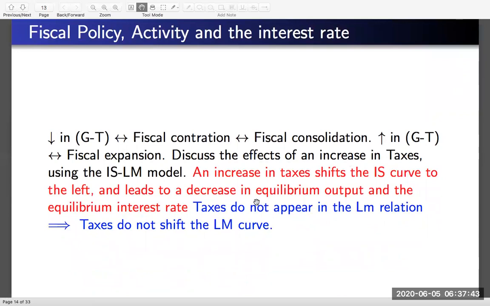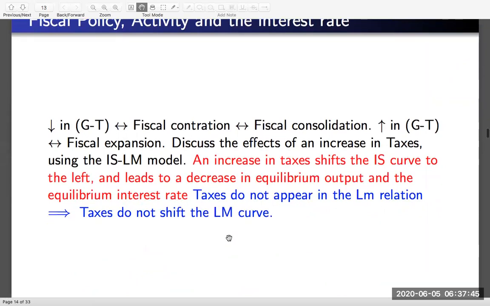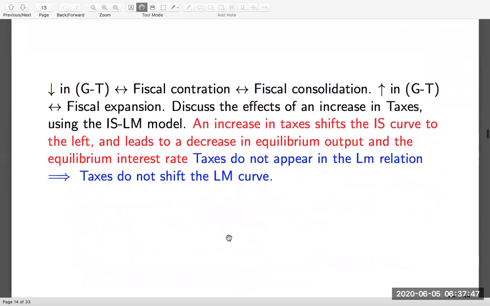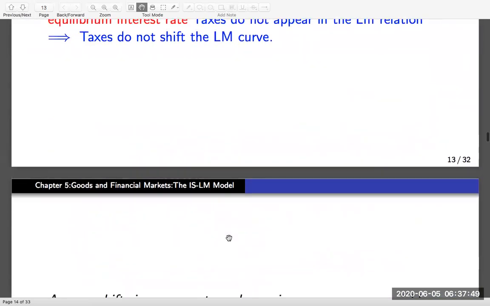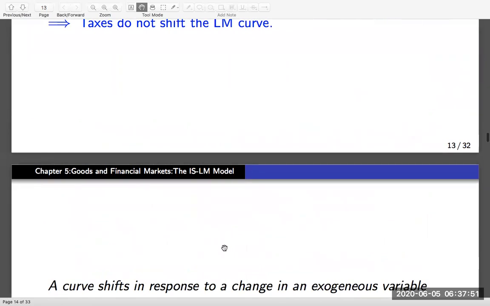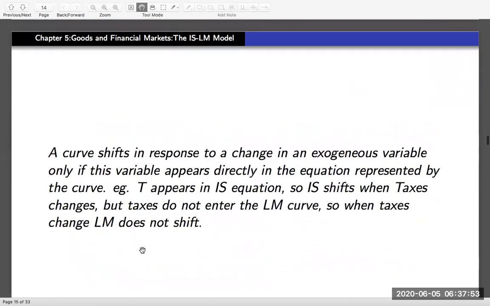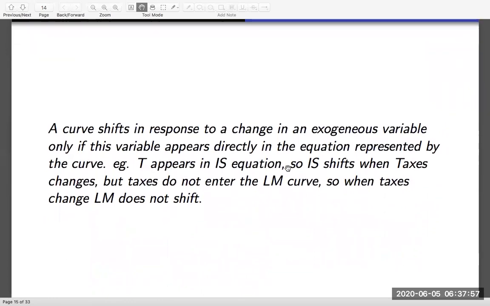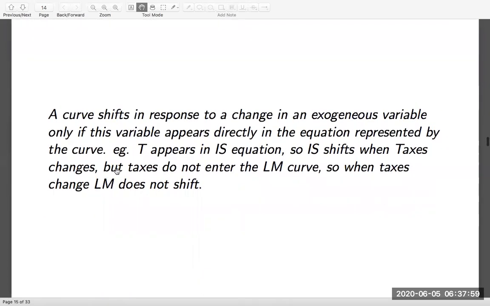Taxes do not appear in the LM relation, so taxes do not shift the LM curve. Remember that, because when you're always talking about this, that's the most important thing. A curve shifts in response to a change in an exogenous variable only if these variables appear directly in the equation represented by the curve, for example T appears in the IS curve.